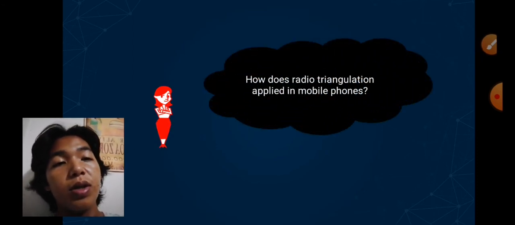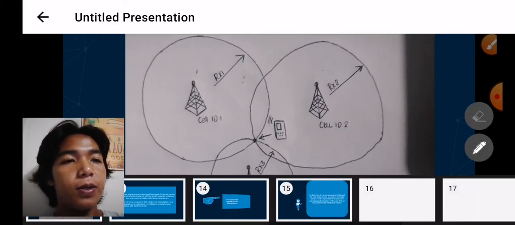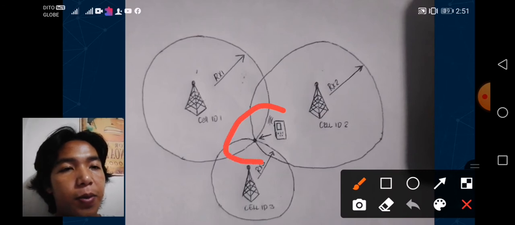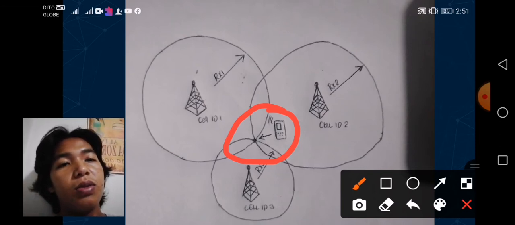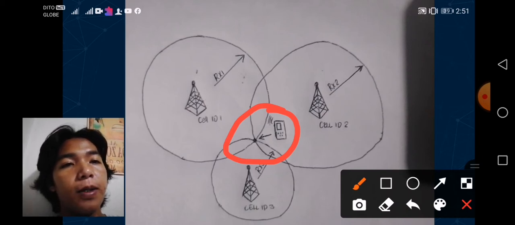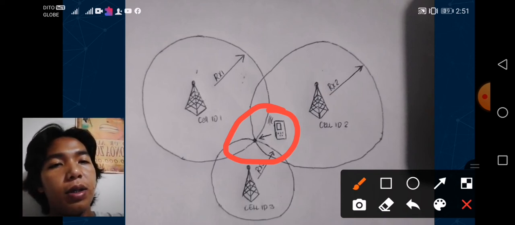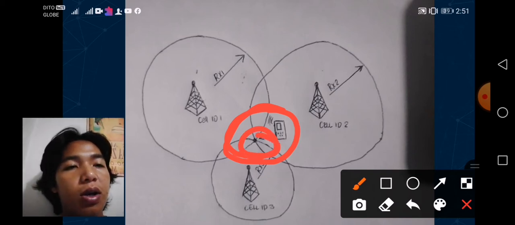So, how is radio triangulation applied in mobile phones? Just like the last slide I illustrated, it's the same. This is where the smartphone is. At first, it's the radial distance to cellular tower 1, RX1. Then the radial distance to cell tower 2, and then the radial distance to cell tower 3 are overlapping. The point where the three radial distances intersect is here. So this is the exact location of the phone.